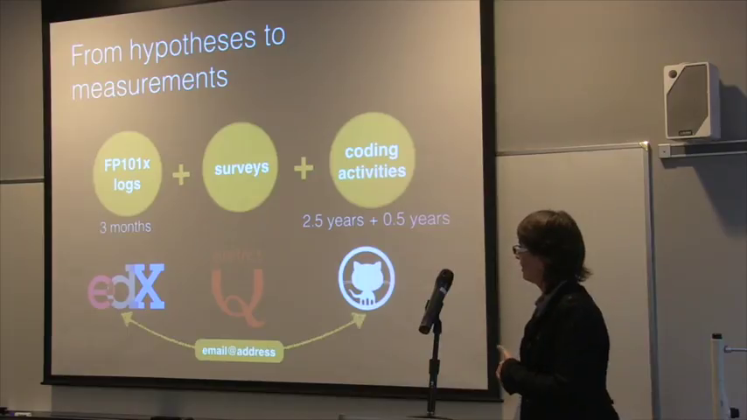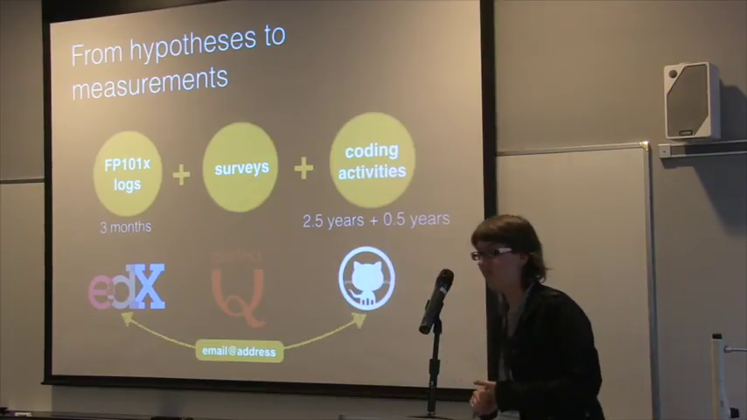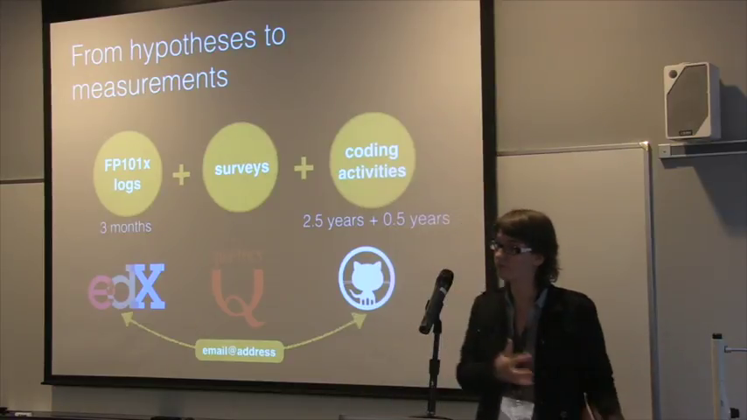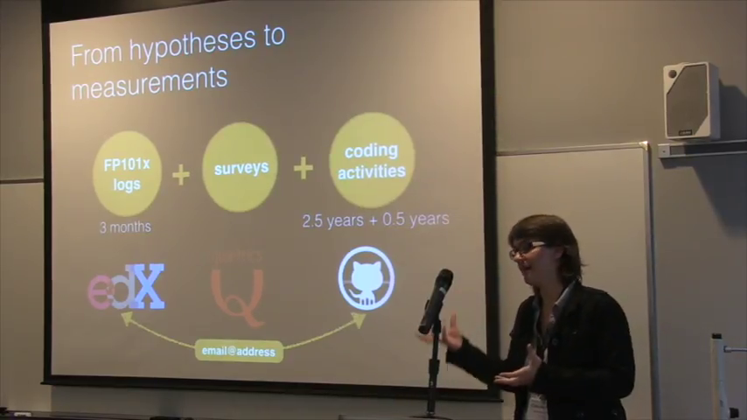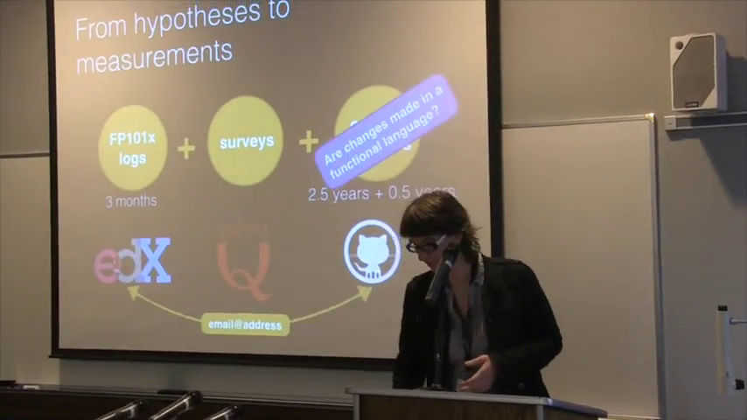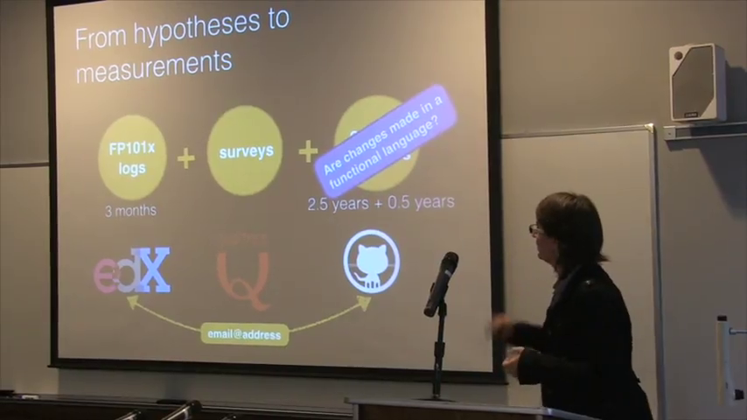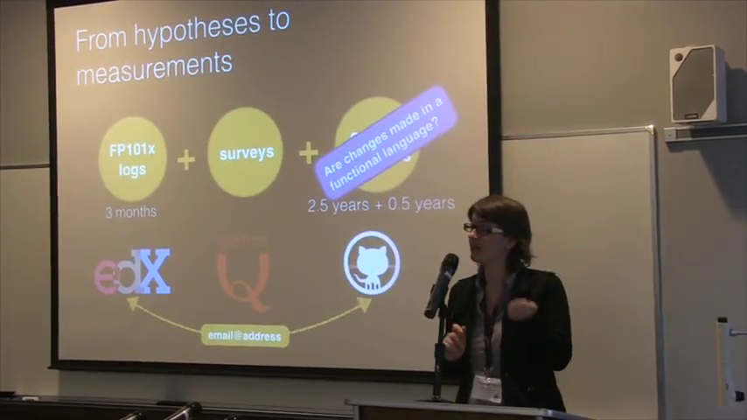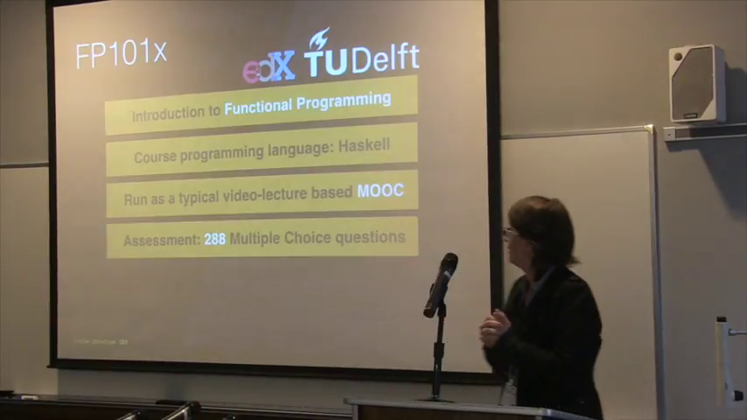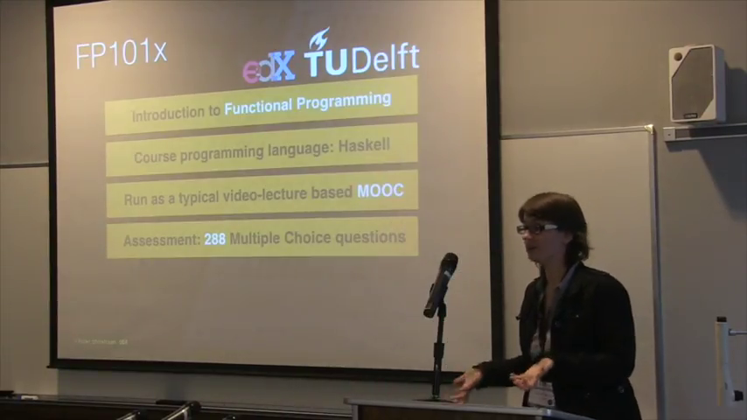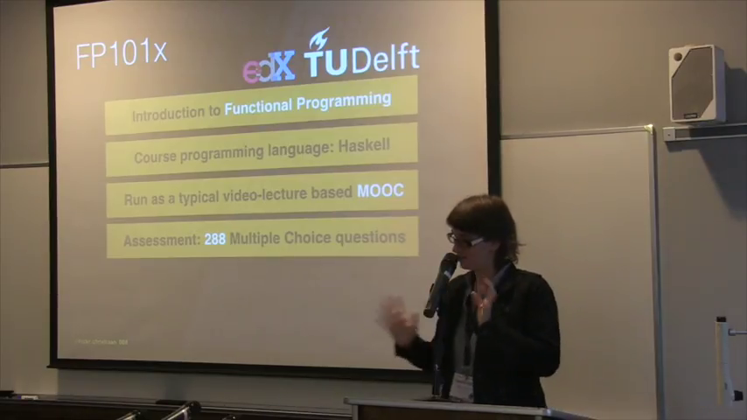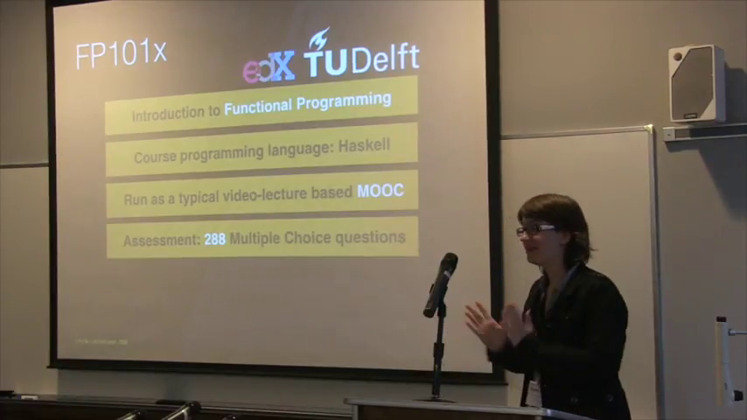Now for edX, we had the 3 months of the course. But for GitHub, we actually got 3 years of data. So 2.5 years before the course started, the MOOC, and half a year after, just because that was very feasible to do in a short amount of time. And what we looked at in these GitHub logs is really what changes are you making in a functional language, because FP101 is about a functional language. And actually, it's an introduction to functional programming. The course language is Haskell, which is a very strange language, but preferred by the instructor.